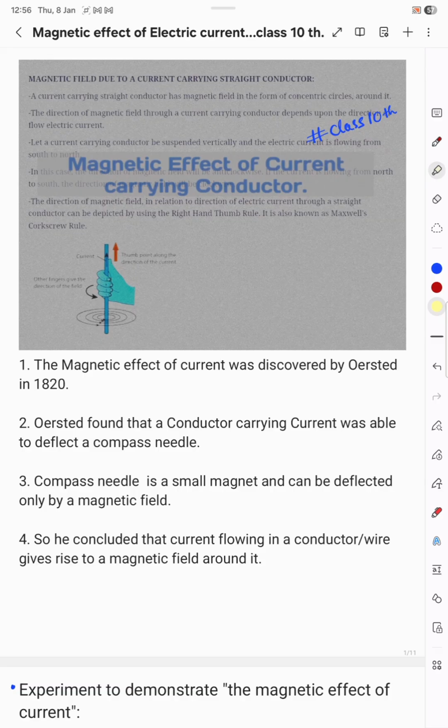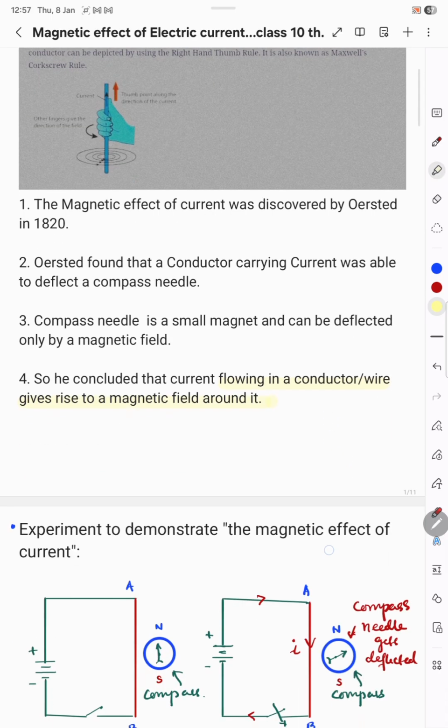Okay, so the magnetic effect of current was first discovered by Oersted in 1820. Oersted found out that a conductor carrying current was able to deflect a compass needle. Now we know that the compass needle is also a magnet, and a magnet can be deflected only by a magnetic field. So he concluded that current flowing in a conductor or wire gives rise to a magnetic field around it.